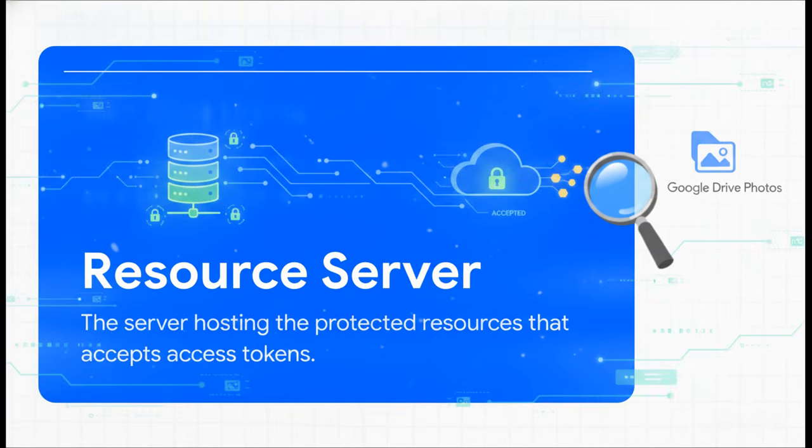Okay, so where do your actual photos live? That brings us to the resource server. This is the server that physically hosts the protected data being requested. Going right back to our example, if your photos are stored in Google Drive, well then Google Drive is acting as the resource server. It's the system holding your data, and it is only going to hand it over if the client presents a valid access token.